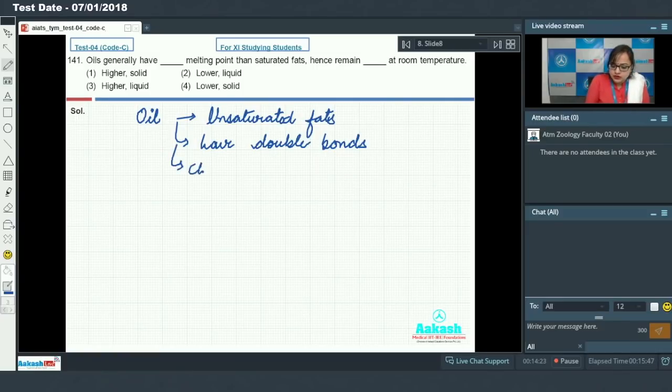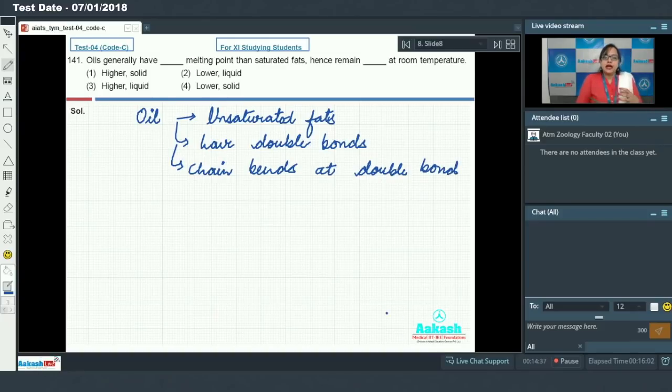So the chain bends at the double bond, because of which they cannot pack densely and efficiently in a crystal structure as compared to saturated fat, and hence they have a lower melting point as compared to saturated fats. So oils generally have a lower melting point than saturated fats, hence remain liquid at room temperature. So the correct answer for this question is option 2.